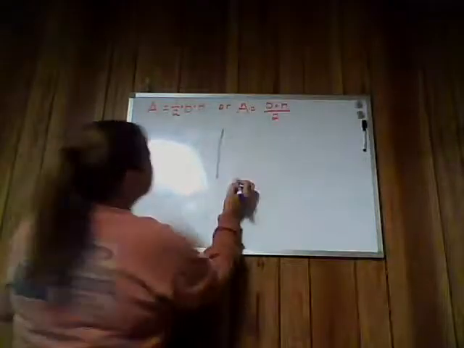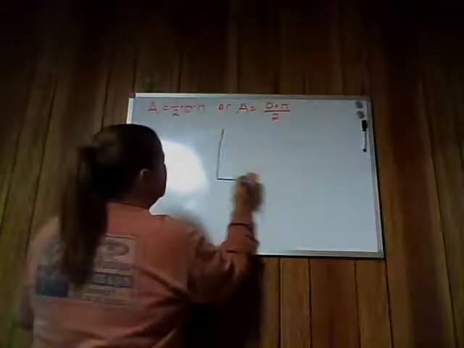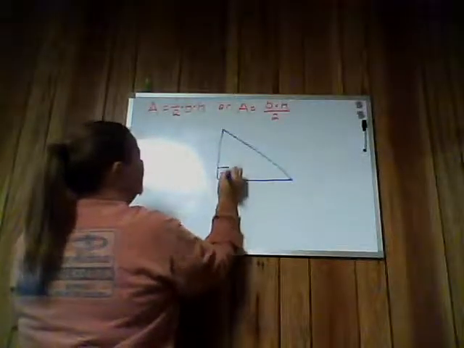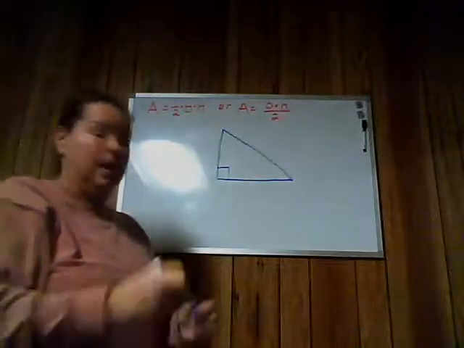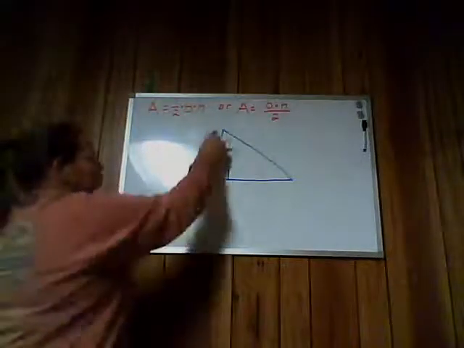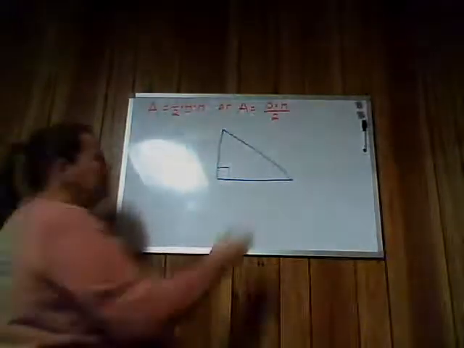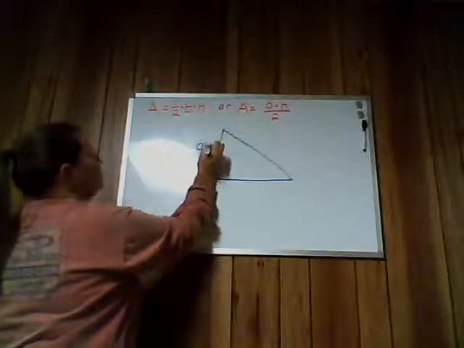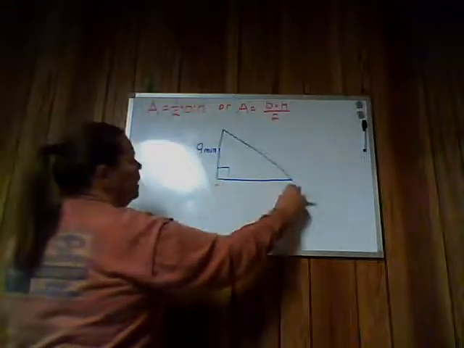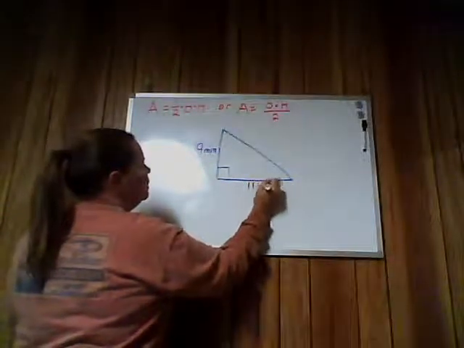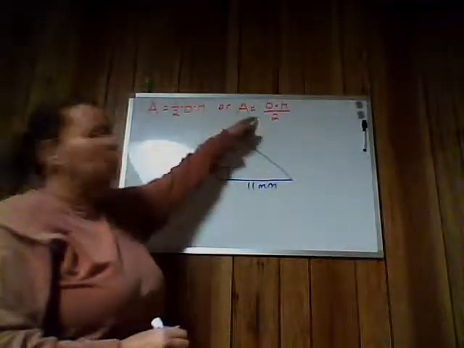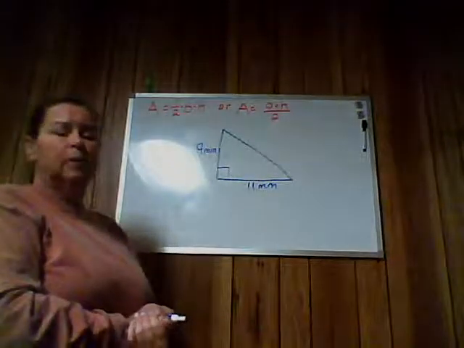All right. Let's say we have this. I can't draw very straight lines. I apologize. So let's say you have a right triangle, okay? Here's your height. So let's say my height is going to be 9 millimeters. And let's say my length is 11 millimeters for the base. So it doesn't matter which one of these you do, okay?